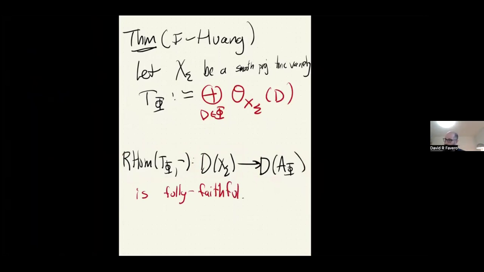So in particular, all sheaves on this toric variety can be thought of as modules over this nice stratification of what's called the mirror torus. So that's the theorem.